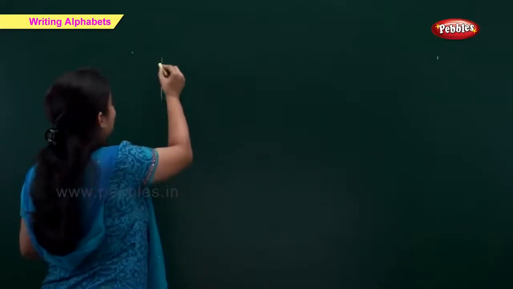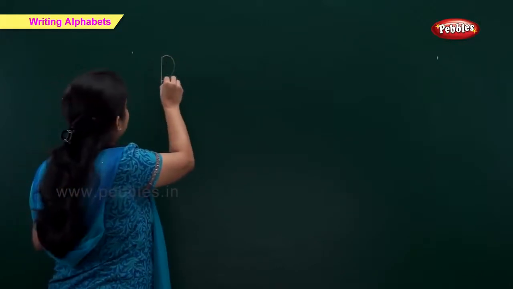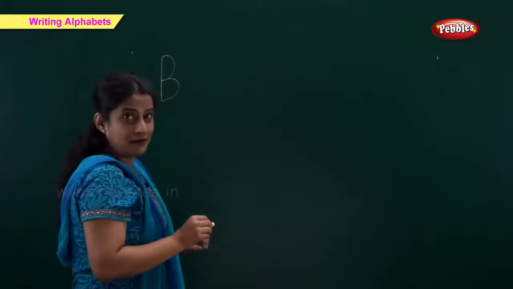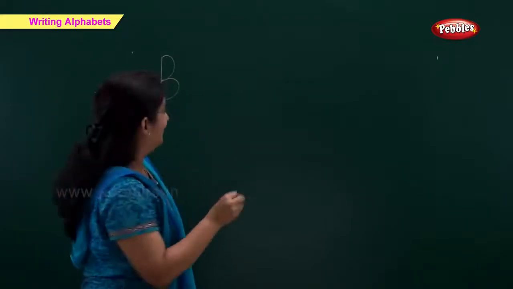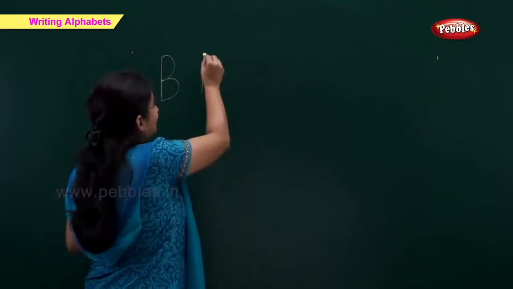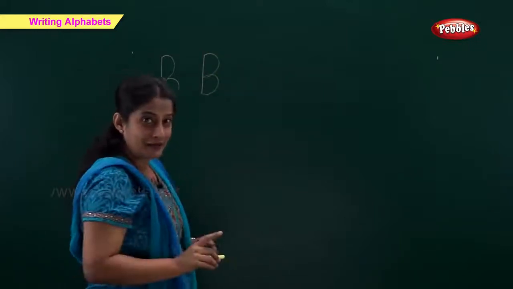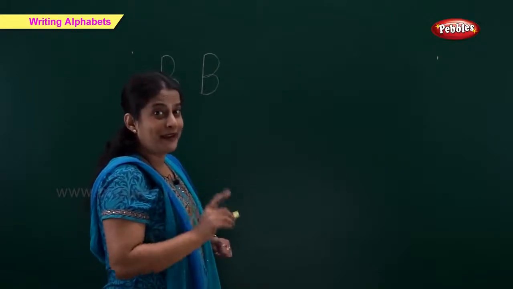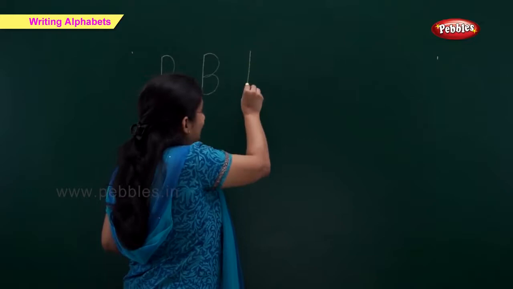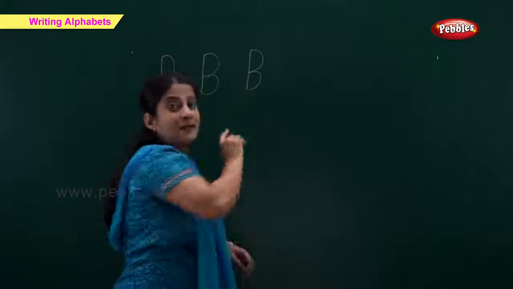Now let's write B. Standing line. Curve. Another curve makes B. Standing line. Curve. Another curve makes alphabet B. B.